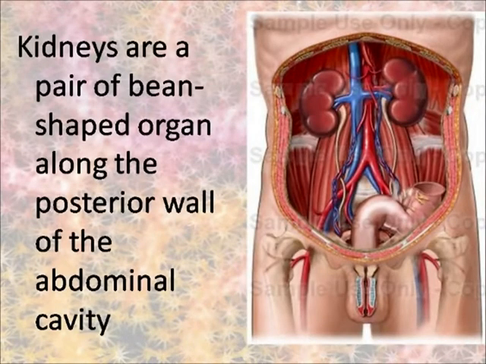Kidneys are a pair of bean-shaped organs along the posterior wall of the abdominal cavity. They are retroperitoneal organs, located from the 11th thoracic vertebra to the 3rd lumbar vertebra. The normal size of an adult kidney is 11 to 15 cm. The left kidney is located slightly higher than the right kidney. Kidneys are surrounded by a layer of adipose tissue that holds them in place and protects them from physical damage.